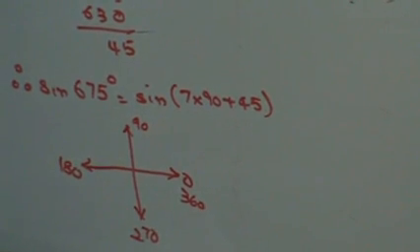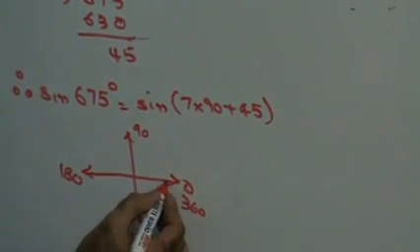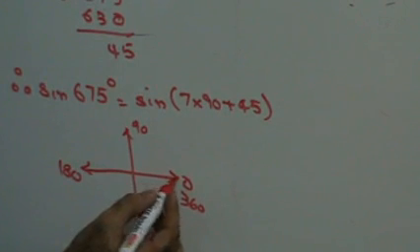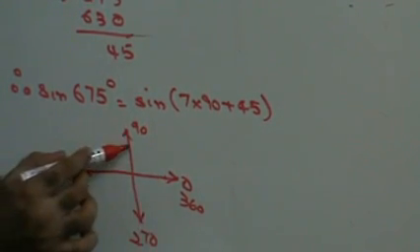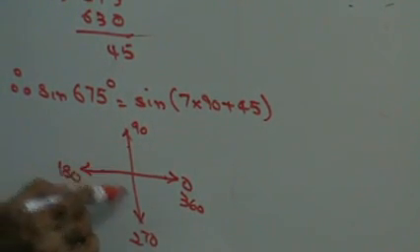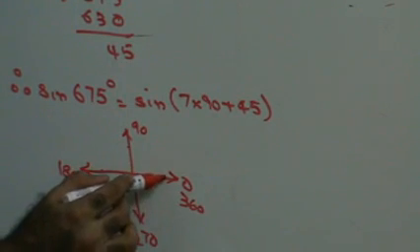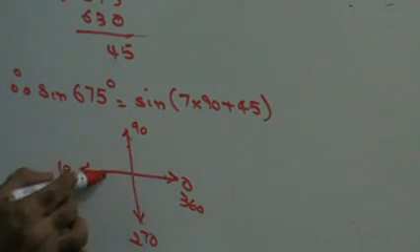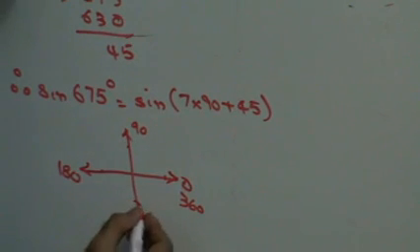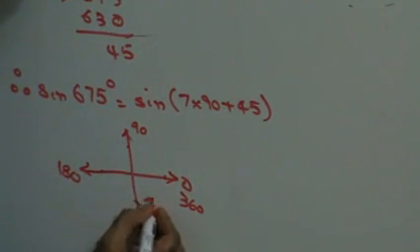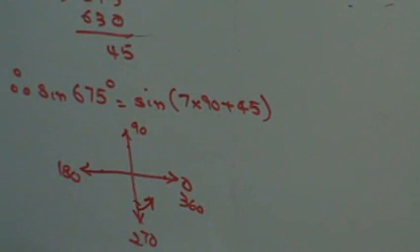How do I do the reading of the angle? You always start with 0. You have to read anti-clockwise. 0, 1, 2, 3, 4, 5, 6, 7 plus 45. That means it will be in the fourth quadrant.